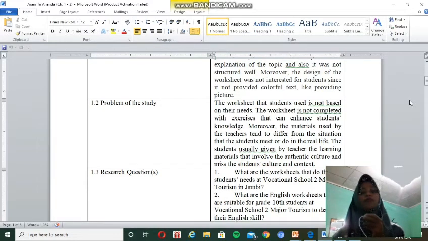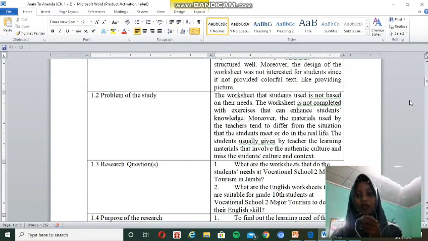The worksheet is not complete with exercises that can enhance students' knowledge. And moreover, the material used by the teacher tends to differ from the situation that students face in reality or in their real life. Their real life is for the work field, so they need English for the work field. Moreover, they are from tourism, so they have to face foreigners or something else. And also, students are usually given learning materials that involve authentic students' culture and context. I will explain it later.